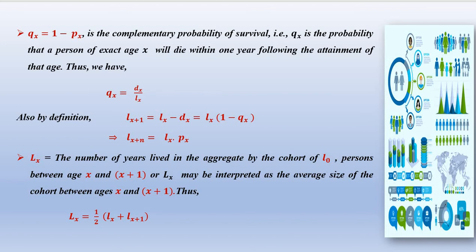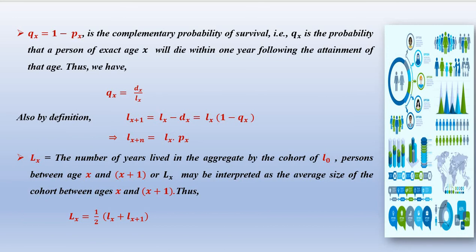Then qx, which is equal to 1 minus px. This is the complementary probability of survival. That is, qx is the probability that a person of exact age x will die within 1 year following the attainment of that age. Thus, we have qx is equal to dx by lx. Also, by definition, lx plus 1 is equal to lx minus dx, which is equal to lx into 1 minus qx. So, lx plus 1 is equal to lx into px.